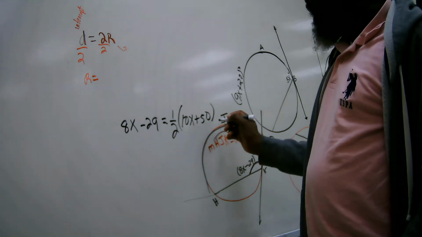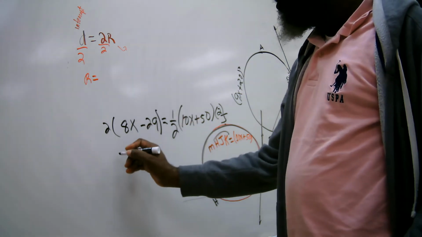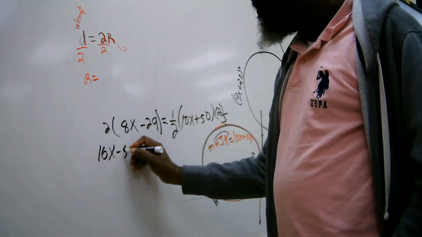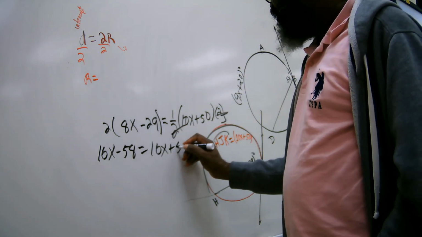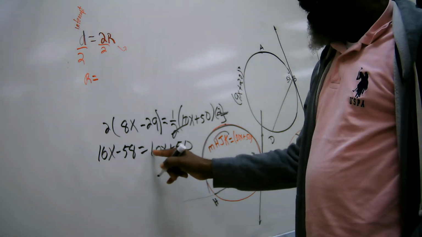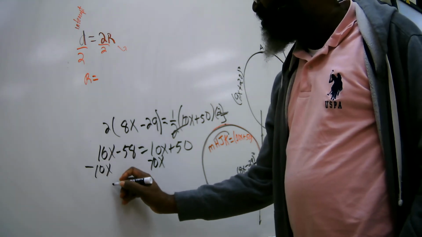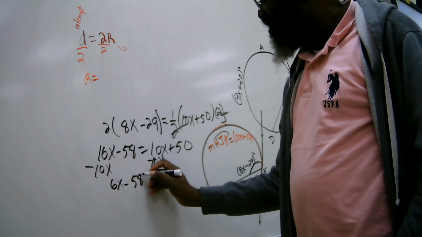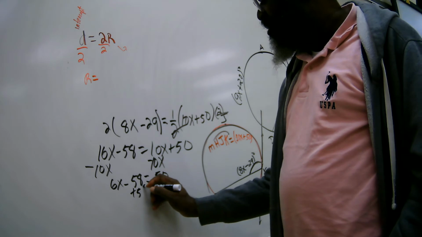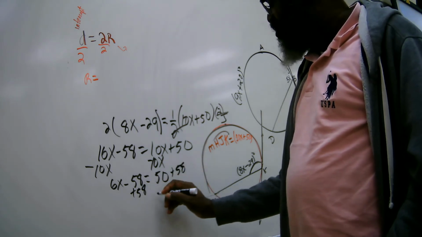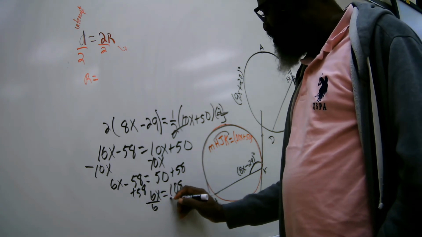In order to do that, I can multiply both sides by 2 or take half of that. Either way, we'll get the same outcome. This is going to become 16x minus 58 equal to 10x plus 50. In this case, you subtract 10x from each side. You will have 6x minus 58 is equal to 50. In order to find x, you add 58 to each side. Then you'll have 6x is equal to 108, divided by 6.